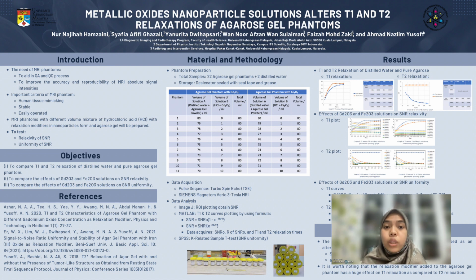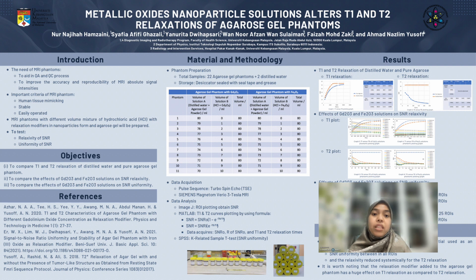For our study, we evaluate the relaxivity and uniformity of SNR for all 22 phantoms with different volume mixtures of HCl with relaxation modifiers in nanoparticle form and Agarose gel. There were three objectives for this study, which are to compare T1 and T2 relaxation of distilled water and pure Agarose gel phantoms, to compare the effects of gadolinium oxide and iron oxide solutions on SNR relaxivity, and on SNR uniformity. Now we proceed with the material and methodology.